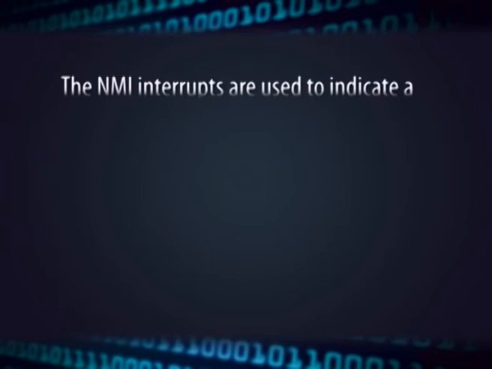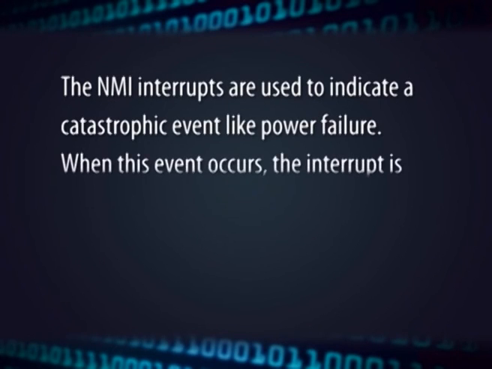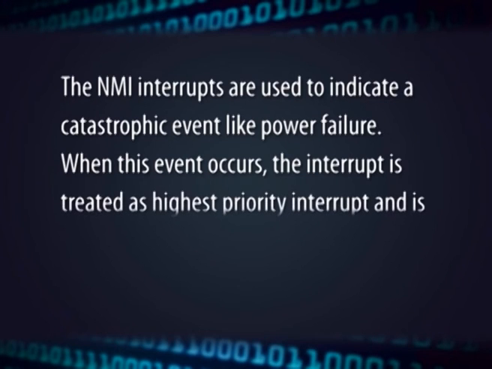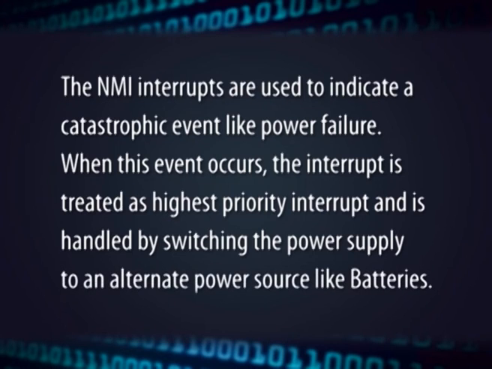The NMI interrupts are used to indicate a catastrophic event like power failure. When this event occurs, the interrupt is treated as the highest priority interrupt and is handled by switching the power supply to an alternate power source like a battery. In case of the failure of the alternate power supply too, the NMI saves the current state of the CPU.